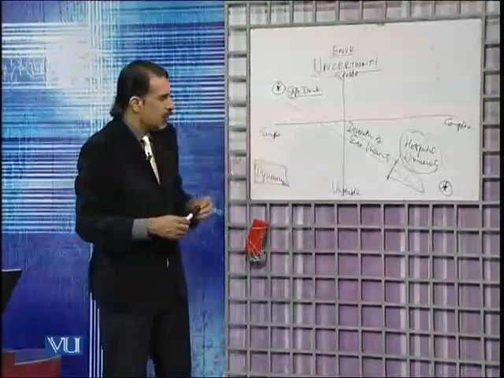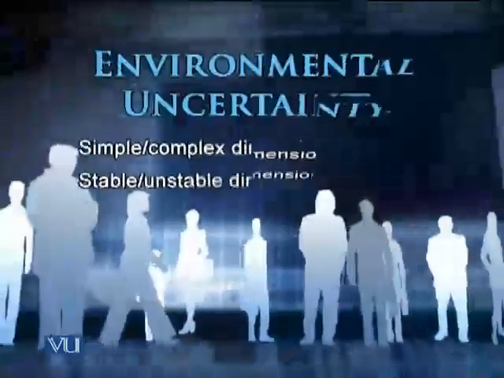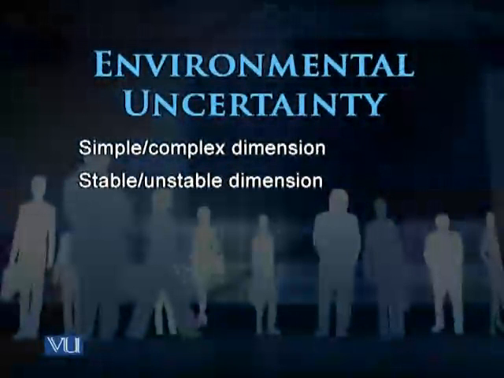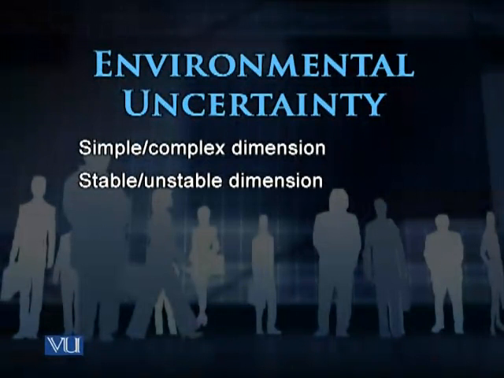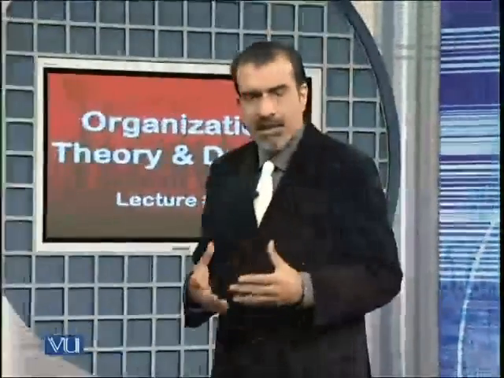But the point which I wanted to make to you was to illustrate the direction of this environmental uncertainty, and how we can have various combinations where environment can be simple, complex, or stable, unstable. But generally there will be uncertainty. Some companies will face less uncertainty, some companies will face much more uncertainty. It will be relative, but there will be differences in the environmental uncertainty.